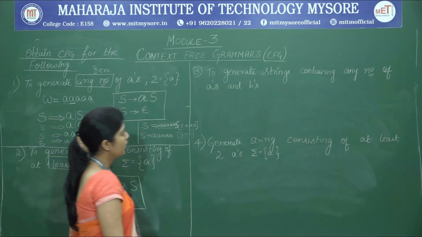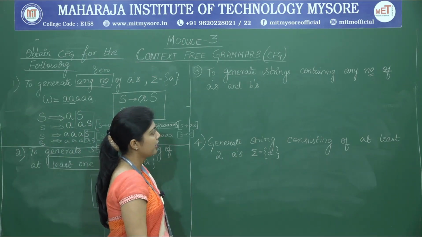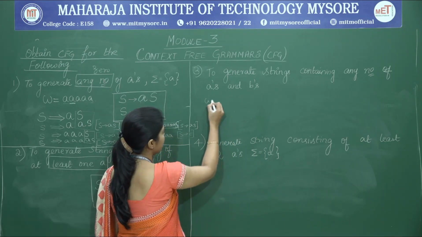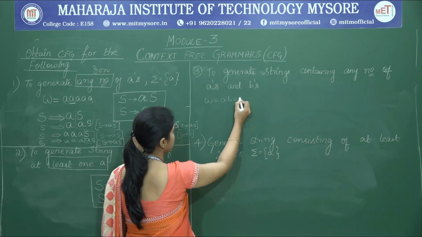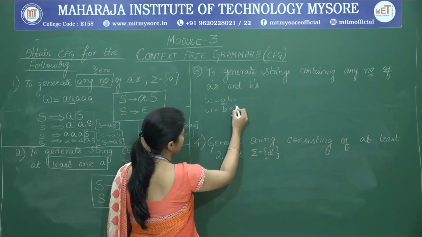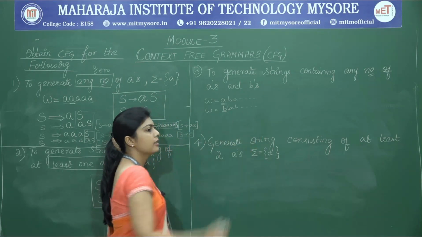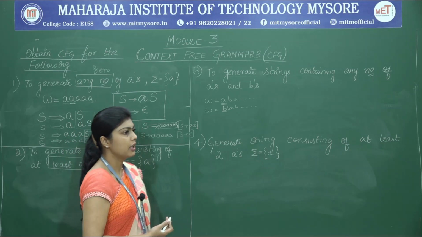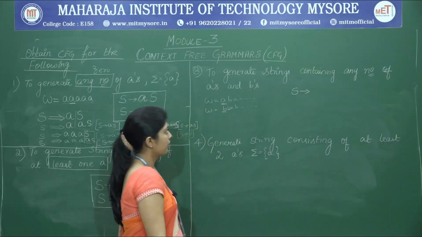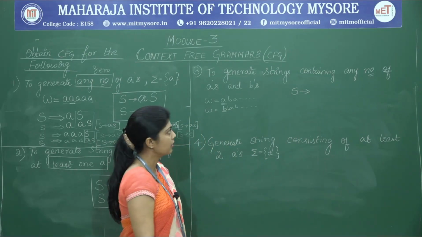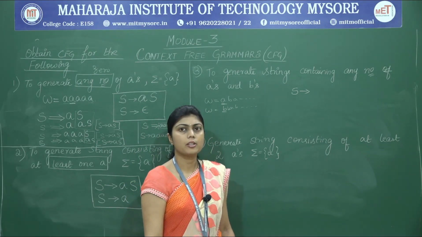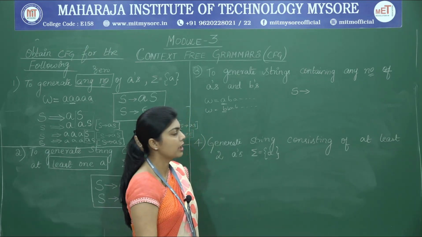So we look at the next problem. To generate strings consisting of any number of A's and B's. So when we say any number of A's and B's, a string W can either start with an A or the W can start with a B, and it can have any symbols after that. So recursively, from the start symbol, we should be able to generate any number of A's and B's. When we say any number of A's and B's, that means there could be 0 number of A's and B's also. So we have to keep that in mind.